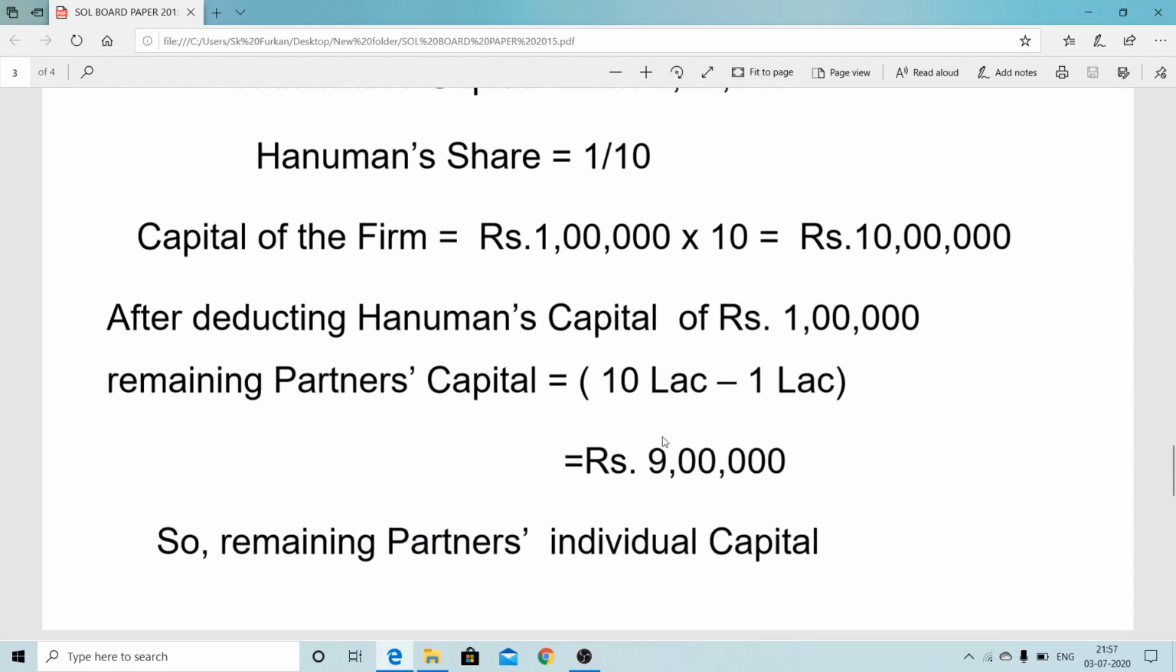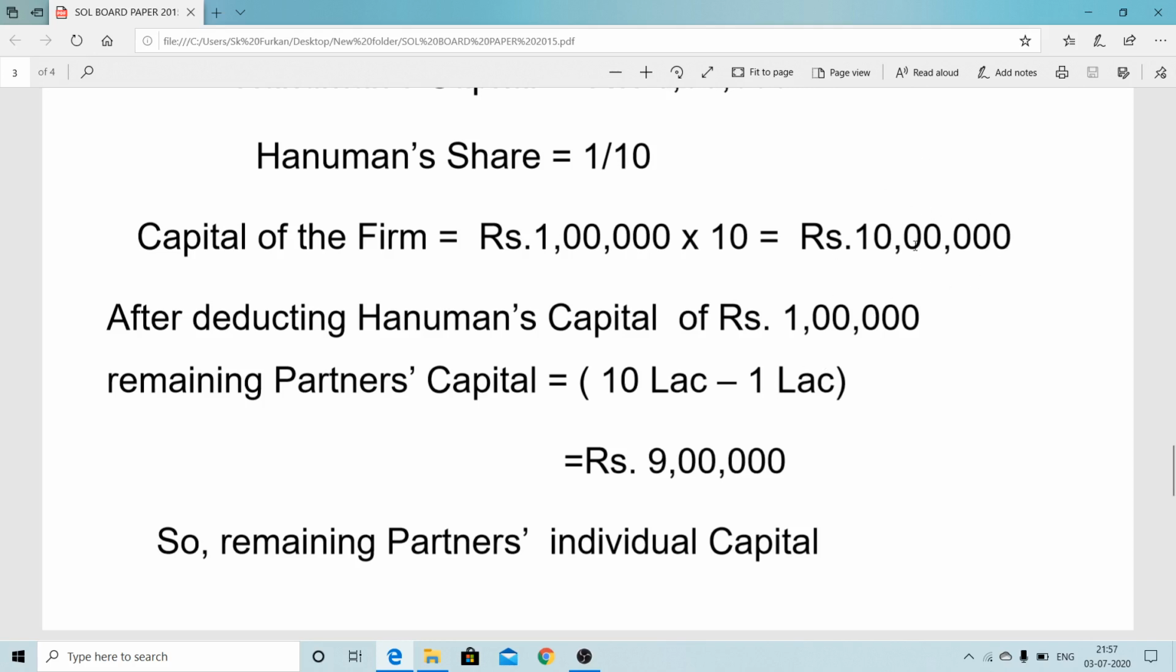That method we are using, or another method also we can use, that is we can calculate the new ratio, and after calculating the new ratio, out of 10 lakh under the new ratio we can distribute to the old partners in their new ratio and get the new capital. So here in this case the second method we are using.